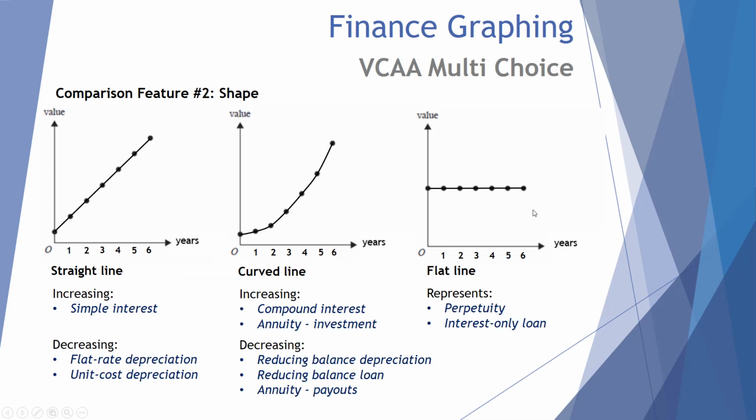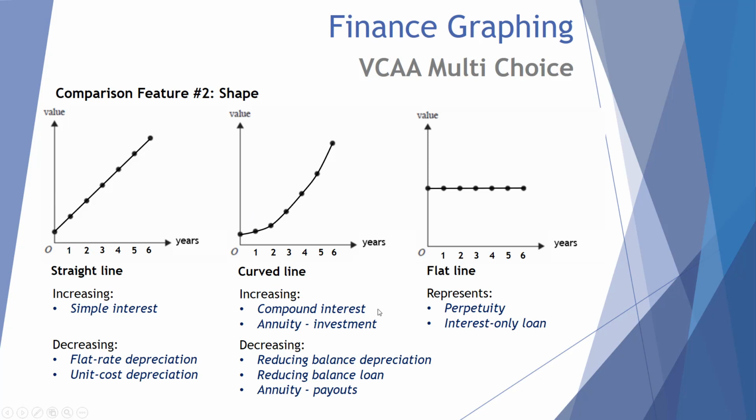Another trend we can look at is the shape. If it's an increasing straight line, we probably have simple interest. A decreasing straight line could be flat rate depreciation or unit cost depreciation, both of which have a nice linear relationship. You could have a curved line.